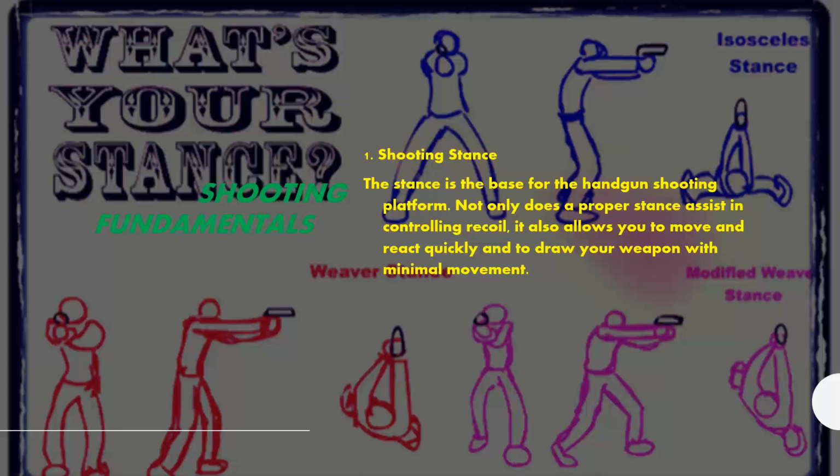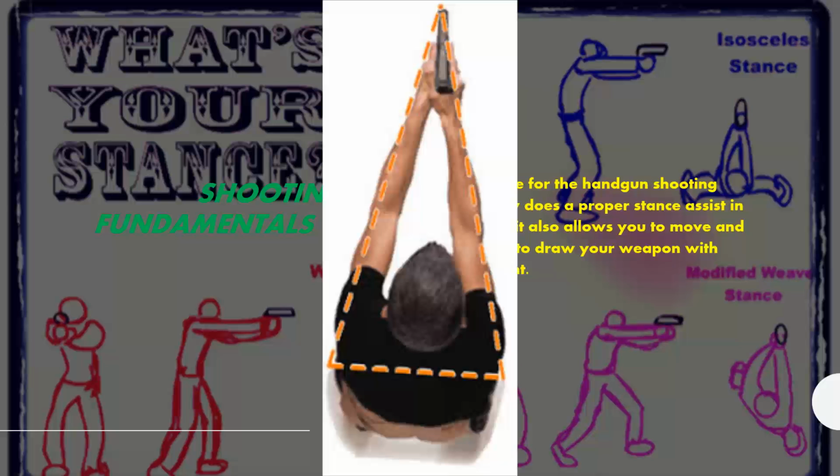When we talk about stance, the stance is the base for the handgun shooting platform. Not only does a proper stance assist in controlling recoil, it also allows you to move and react quickly and draw your weapon with minimal movement. So when we talk about shooting stance, we talk about the isosceles. Since we're teaching K through 12 teachers, I'm sure that we have several math teachers that know what an isosceles is. So when you take a look at that, you are going to be square. I know an isosceles is a triangle, but you're going to be square with the target, meaning you're going to be facing directly to the target.